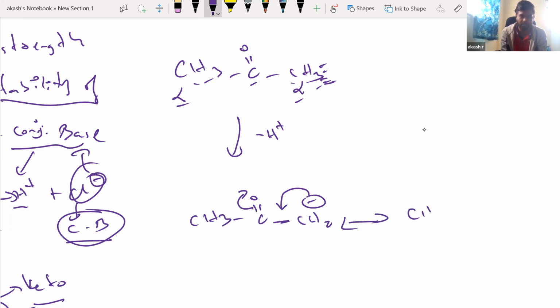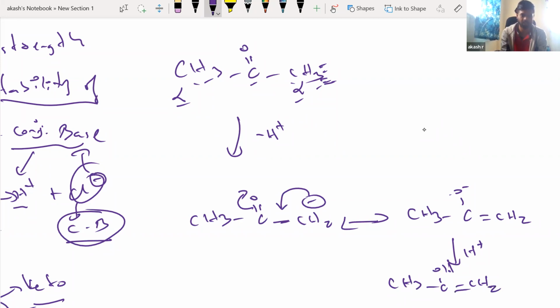So what will you have? CH3 CO minus double bond CH2, right? Then what do you do? You add the H plus to the oxygen minus. So you will get CH3 C OH double bond CH2. That's it. This is your enol form. This is your keto form.